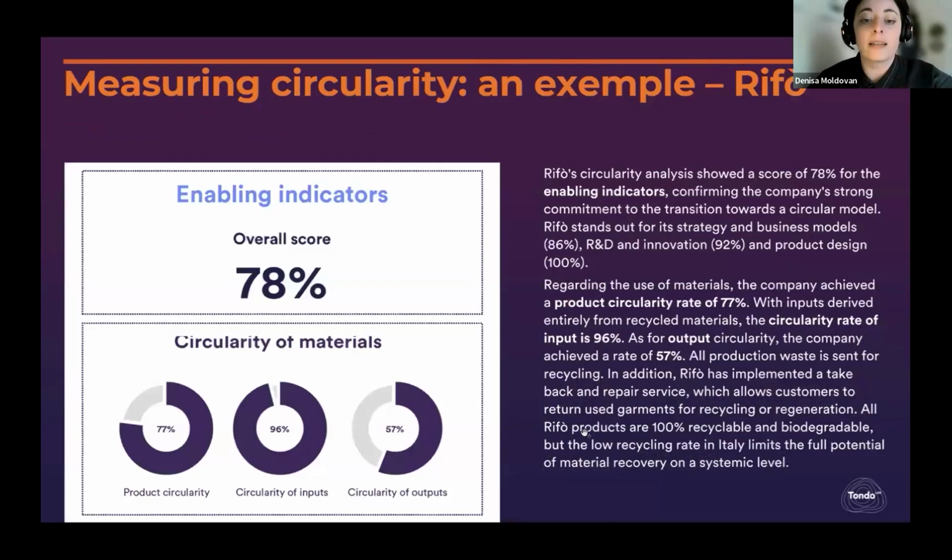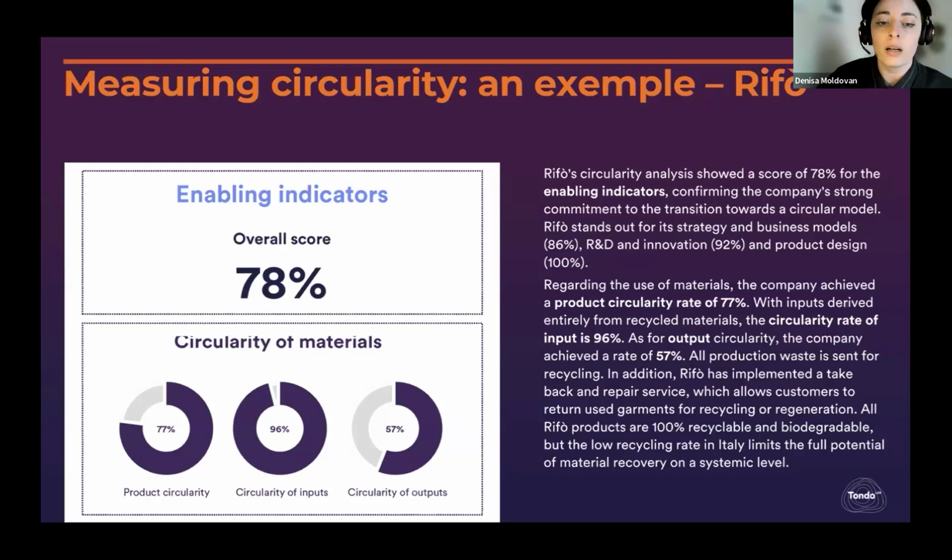As you can see, the circularity assessment of REFO highlights its strong commitment to a circular economy. The company achieved a remarkable 78% score for the enabling indicators, with outstanding results in strategy and business models, R&D and innovation, and product design. Regarding the material usage, REFO's product circularity rate is 77%. Also, again, a very high level, with a circularity level on inputs of 96%.